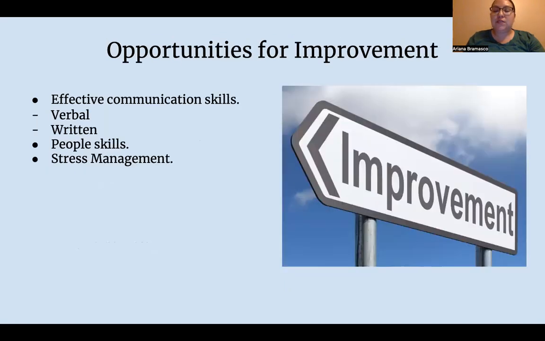Some opportunities for improvement are that I need to improve my effective communication skills, which is verbal and written, which is very important in healthcare. I also need to improve people skills. Although I am a people person, it's not the same as having people skills. I also need to improve stress management since sometimes this department can be very hectic. There are days that are very smooth.